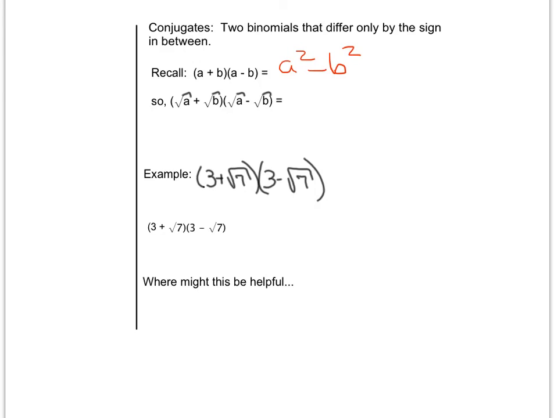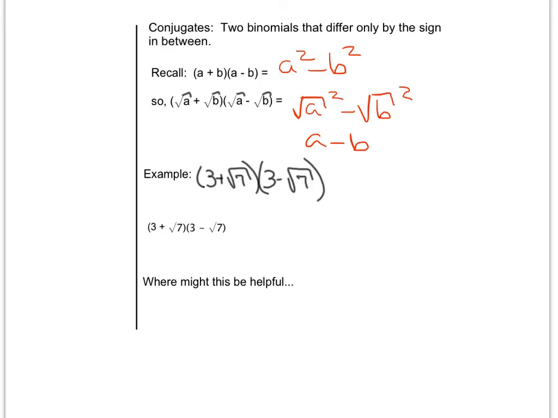So it works the same way with radicals. Notice if I have square root of a plus square root of b times square root of a minus square root of b, exact same except for the sign in the middle, so they're conjugates. I can follow this formula. I get square root of a squared minus square root of b squared, which gives me a minus b because my radical, or my square root, and my square cancel.